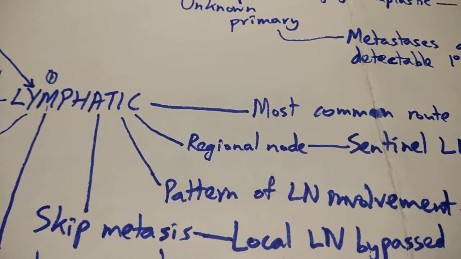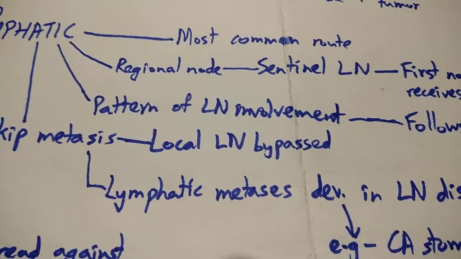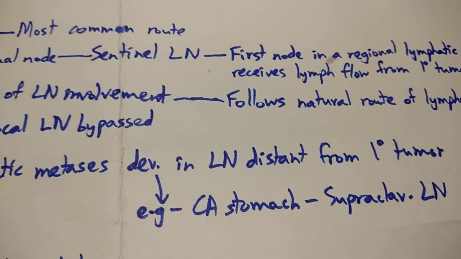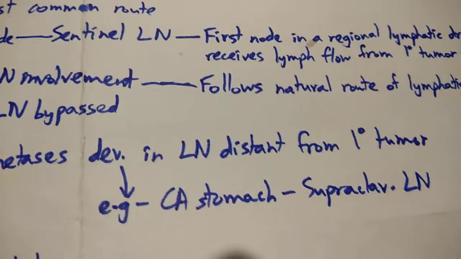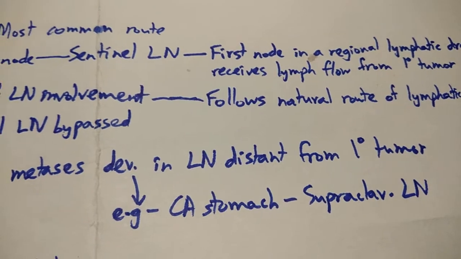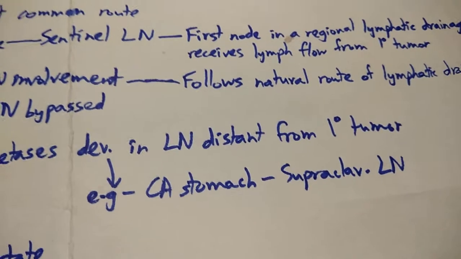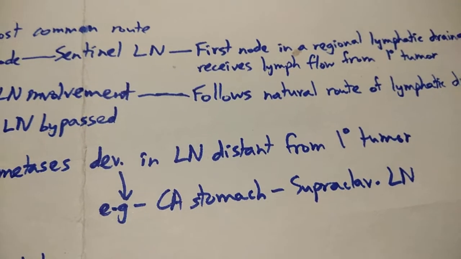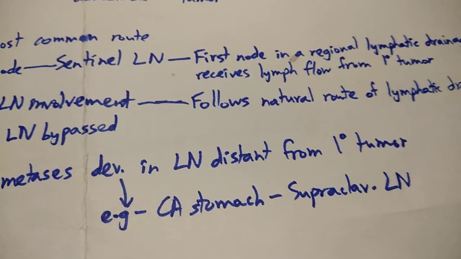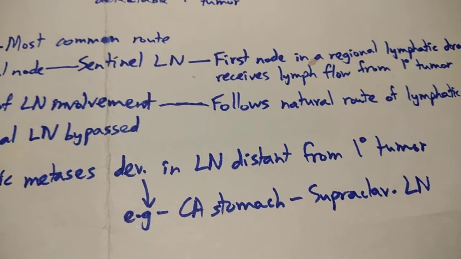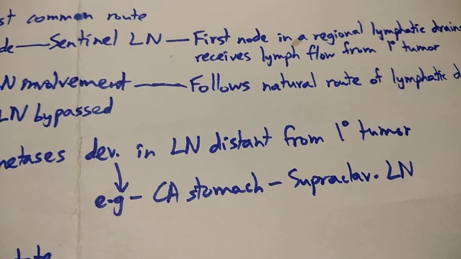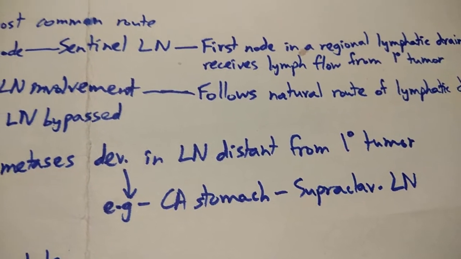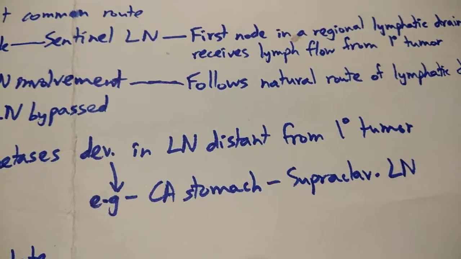Now, sometimes you find something called a skip metastasis, where the local lymph node is bypassed and lymphatic metastases develop in lymph nodes distant from the primary tumor. For example, carcinoma of stomach or carcinoma of testis can manifest as lymphadenopathy of the left supraclavicular lymph node. It's also known as Virchow's node, and it's pathognomonic in carcinoma of stomach and carcinoma of testis, and also tuberculosis, which is not important in this case. And as you know, the supraclavicular lymph node is nowhere close to the stomach or the testis. So clearly, it's bypassing all the regional lymph nodes and manifesting all the way up in the supraclavicular region.